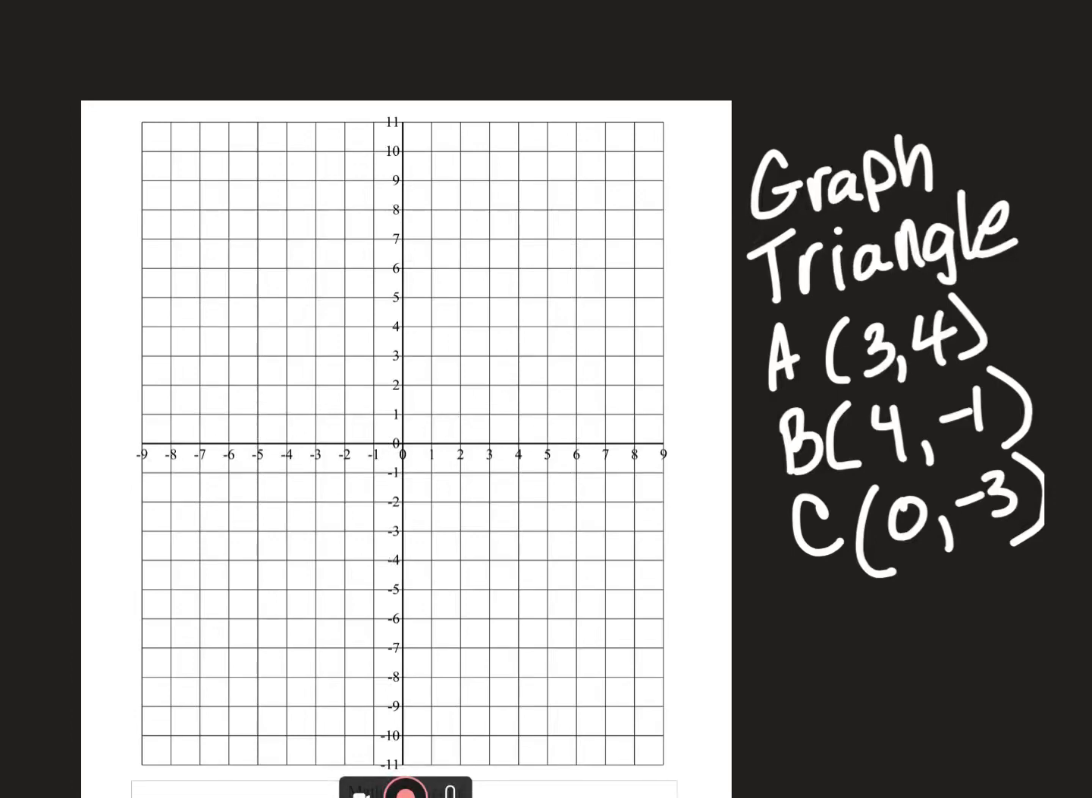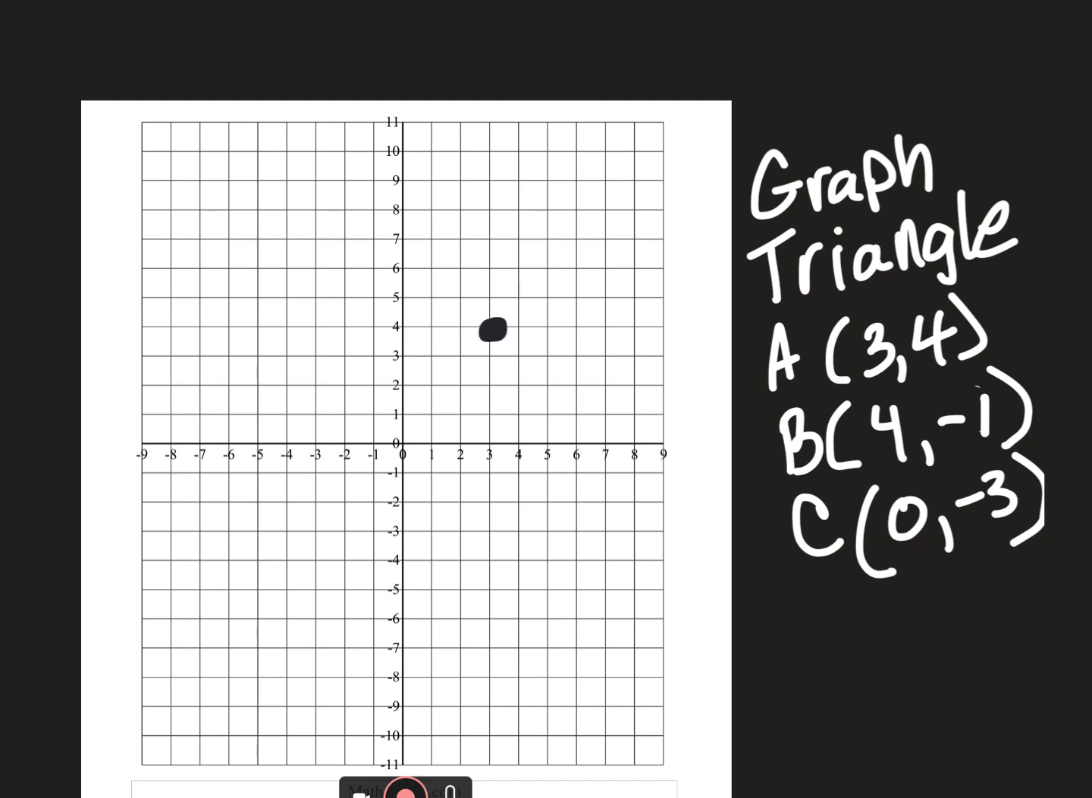A reflection is just the big kid word for a flip. Before we start, we have to have something to flip in the first place, right? Do you guys need something? Okay. So start off by graphing a triangle, please, with those three vertices. A will be at (3, 4), B will be at (4, -1), and C will be at (0, -3).